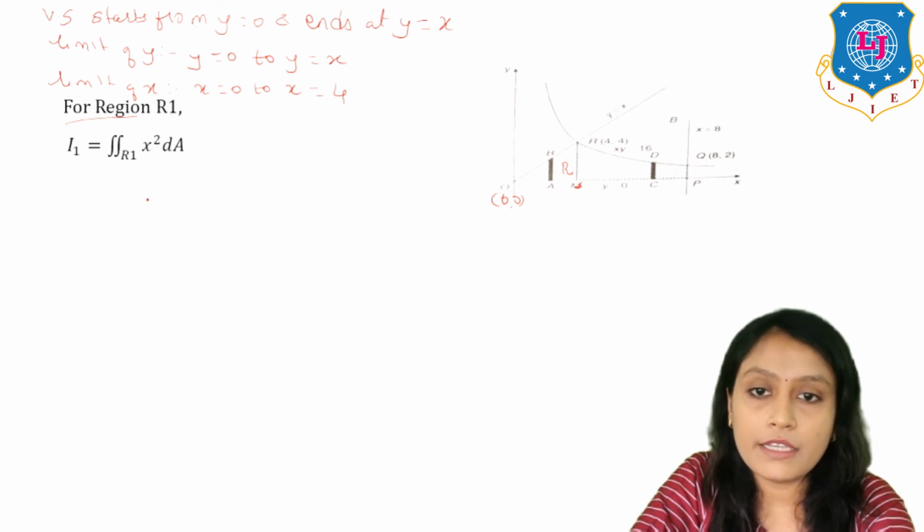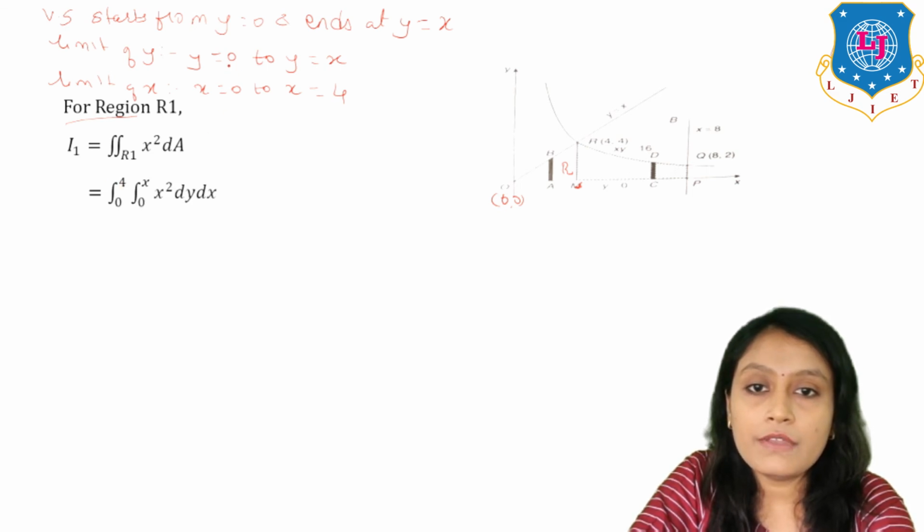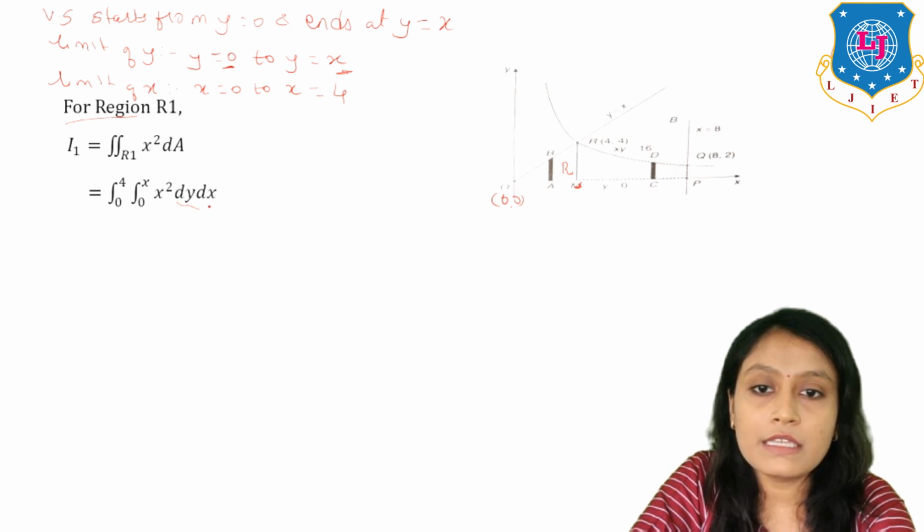Now we will write the integration. So first integration, so I1 is equal to double integration over a region R1 of x square dA. So this is equal to, now whenever we have this variable, so we will write it inside. So here we will write integration 0 to x and this integration 0 to 4 of x square. Now we are taking vertical strips, so here we will write this dy dx. Okay, so firstly we will take integration with respect to y, keeping x as a constant.